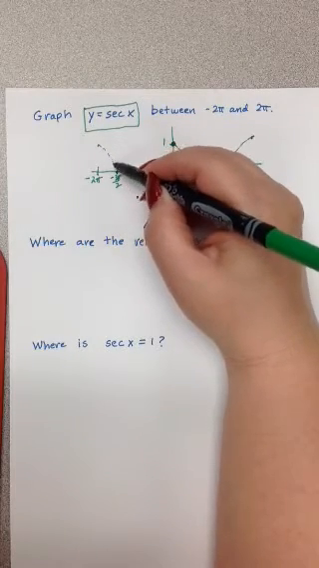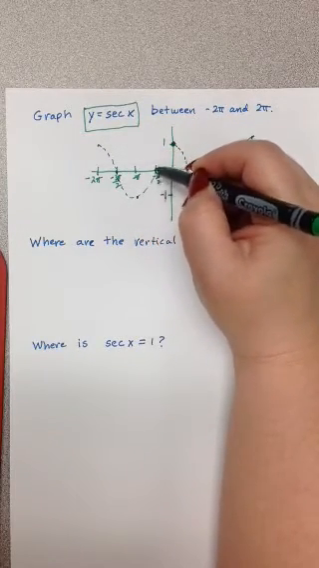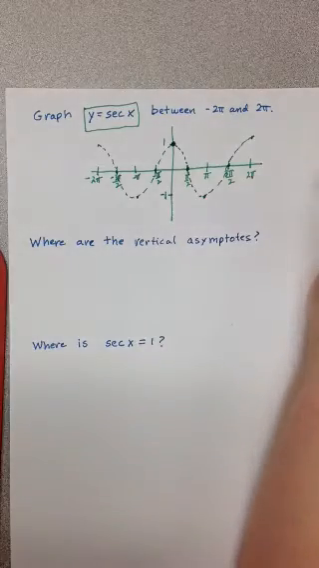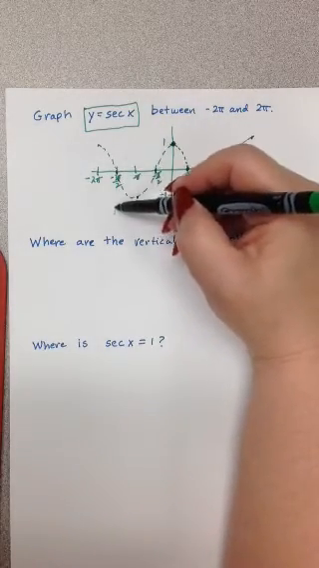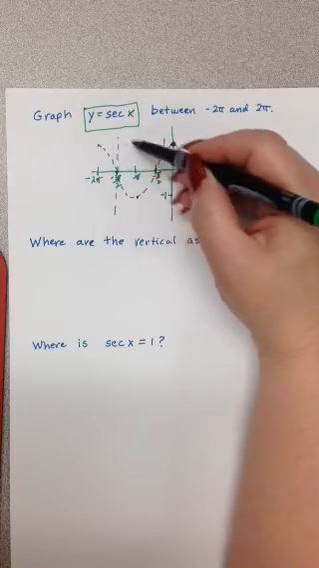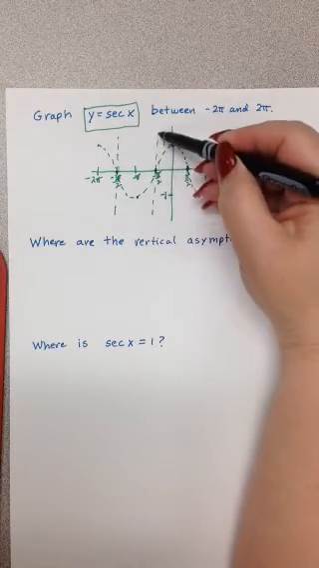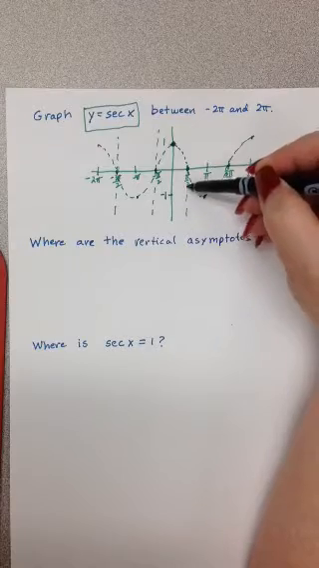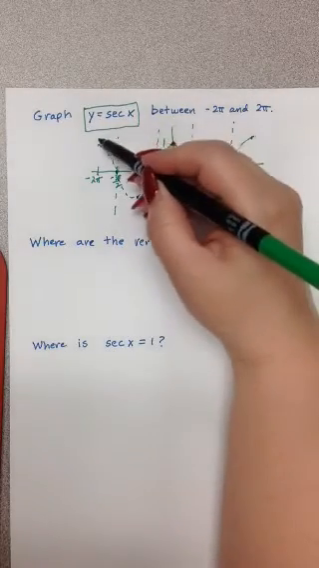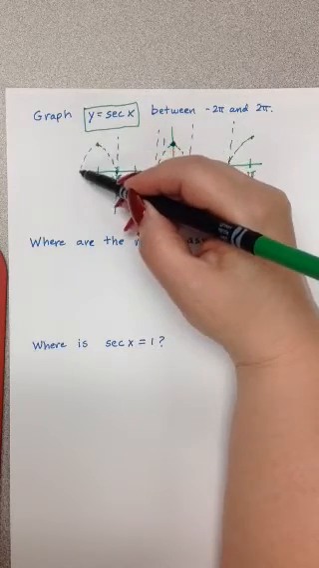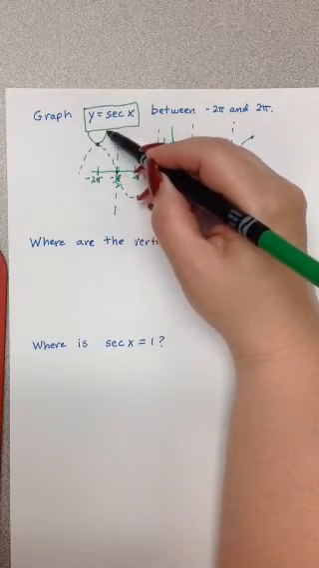Alright, and then I'm going to dash it in on the left side. Notice it looks like another tulip, just like that. Everywhere that cosine crosses the x-axis, that's where I have my vertical asymptotes. Okay, and then they just kind of share this here.